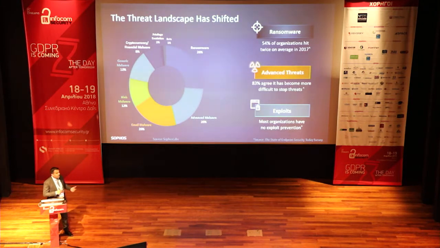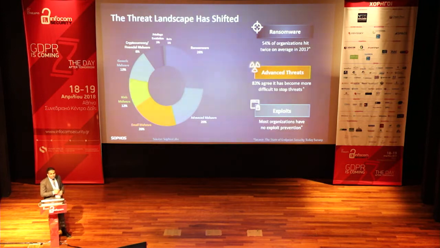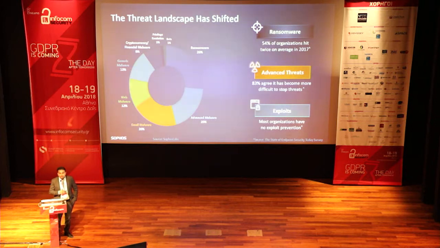As we used to see a couple of years back, the traditional viruses, which we now call generic malware, contribute only 12% of the overall attacks we see today. Surprisingly, 88% of the attacks are what we call advanced malware, which has never been seen before. 54% of organizations, as you can see on the right corner, have been hit with a ransomware attack just in the last year.